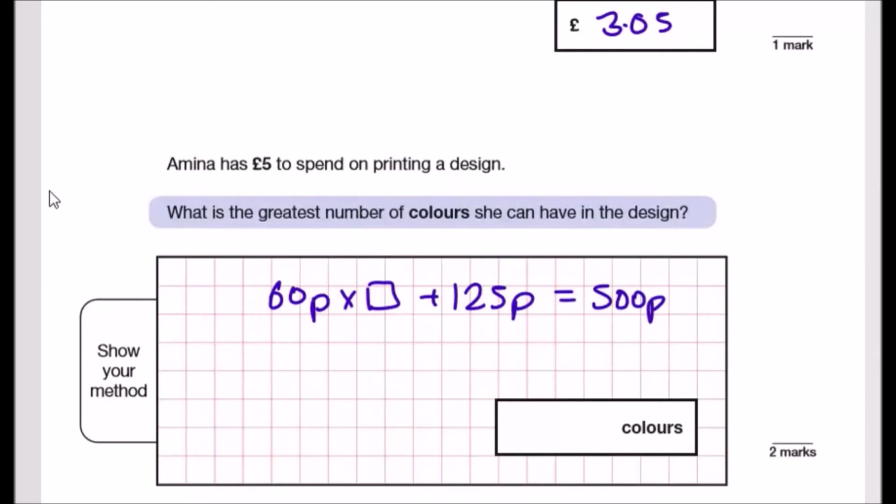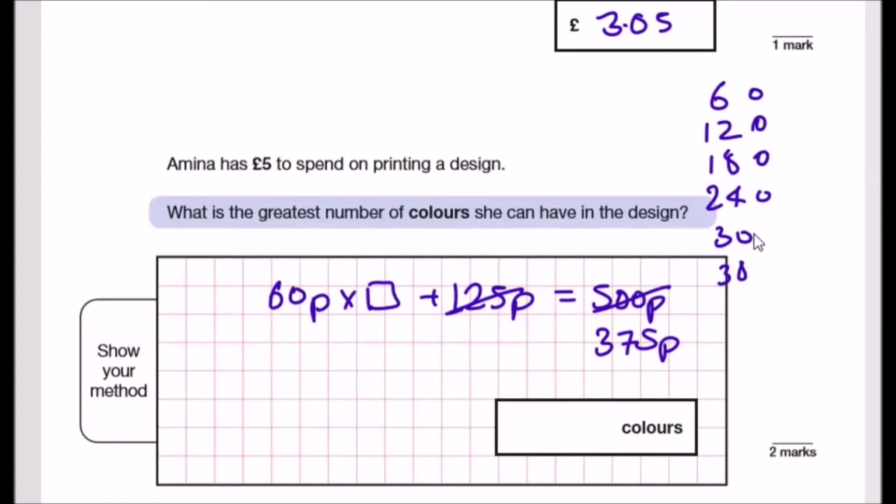So this is the equation. To make your life easy, because we're always going to pay £1.25 in the end, let's just ignore the 125p. That means instead of £5, it goes down to 375p. Now the question is, how many 60s will fit into 375p? If we count in our 60 times table, or better yet 6s, it'll be 6, 12, 18. Just add zeros, by the way, to make it 60s. 24, 30, 36, and so on.